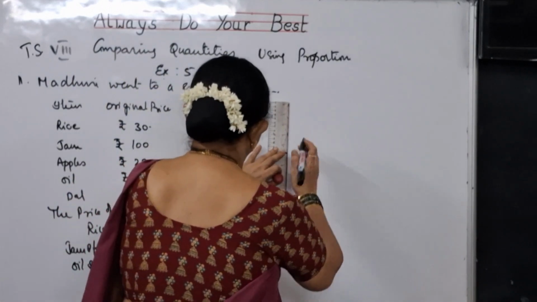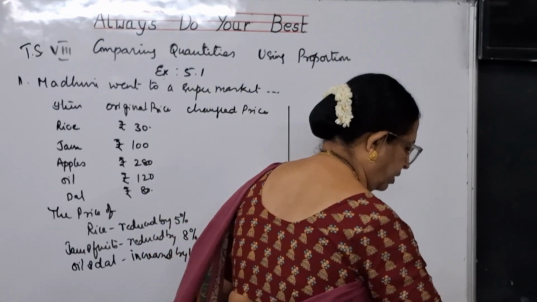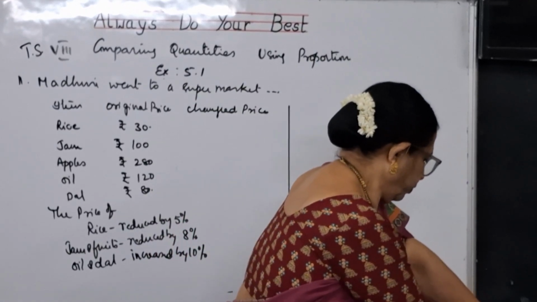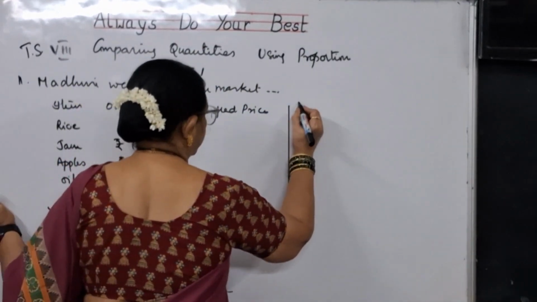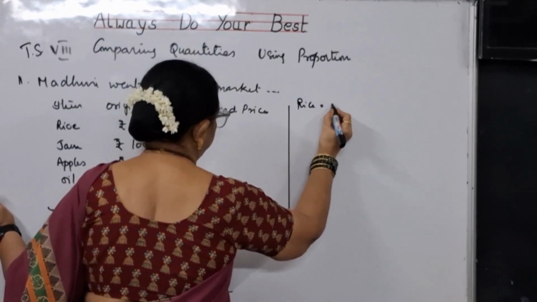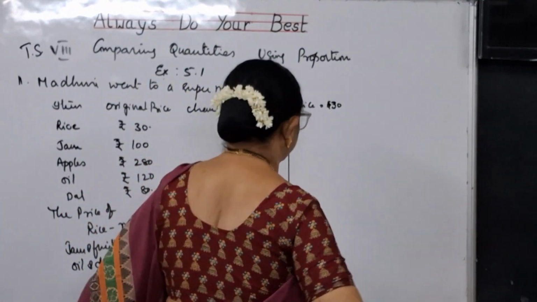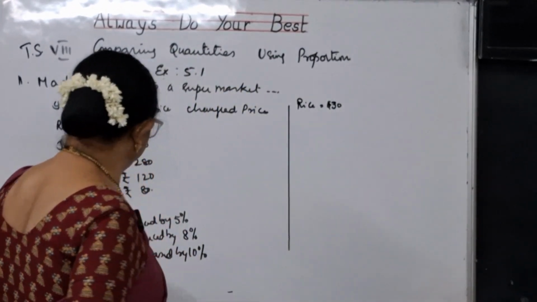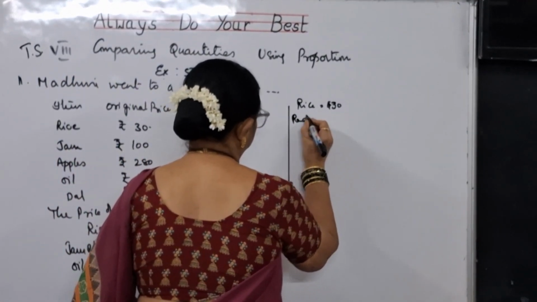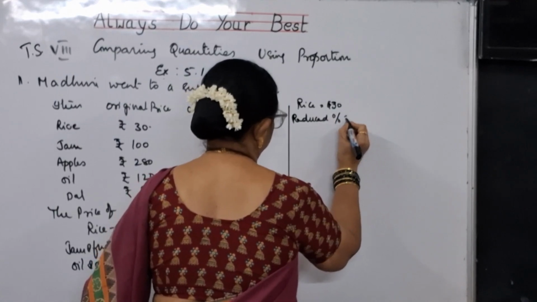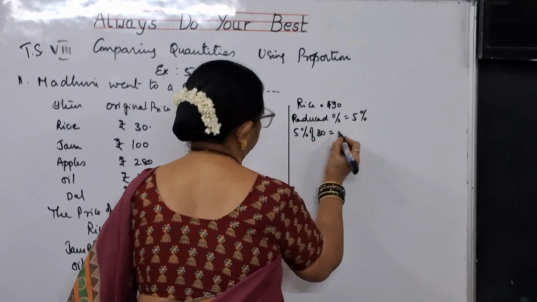So the calculation part, I'll be writing it here, children. So what are the calculations I will write, and then I will write the solutions here. So let me talk about the first one, rice. Rice original cost is 30 rupees. Okay, so let me write rice. What is the price? Reduced price 5%. So reduced percentage is 5%. So first we should know what is 5% of 30 rupees.